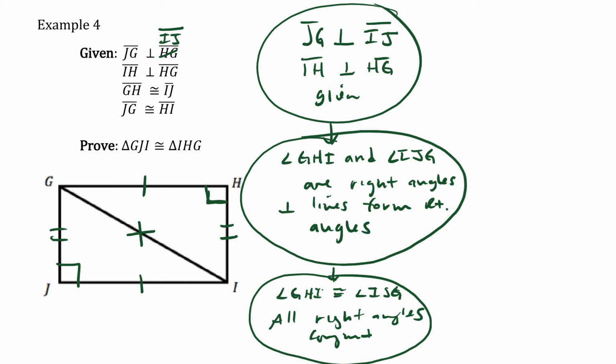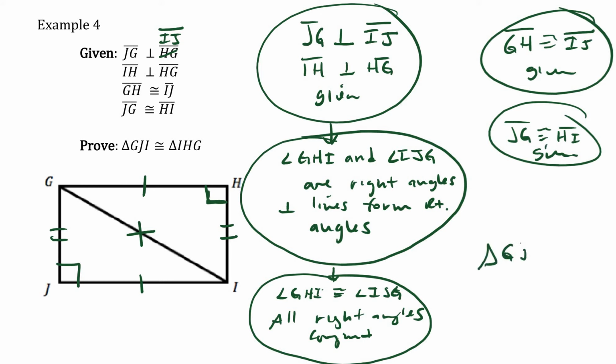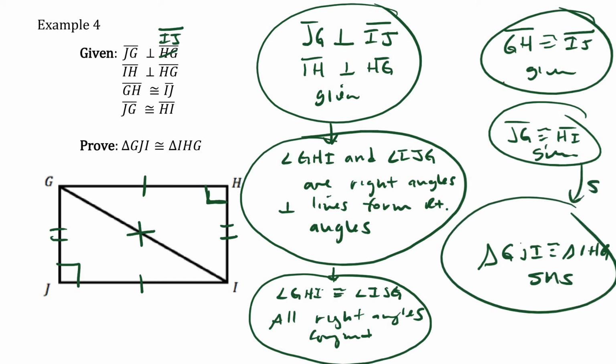The next two pieces of information I have are GH is congruent to IJ. That was given. And JG is congruent to HI. Again, given. Then I can say that these two triangles are congruent, triangle JGI and triangle IHG, because of side angle side. I have two sides here, and I have my angles here.